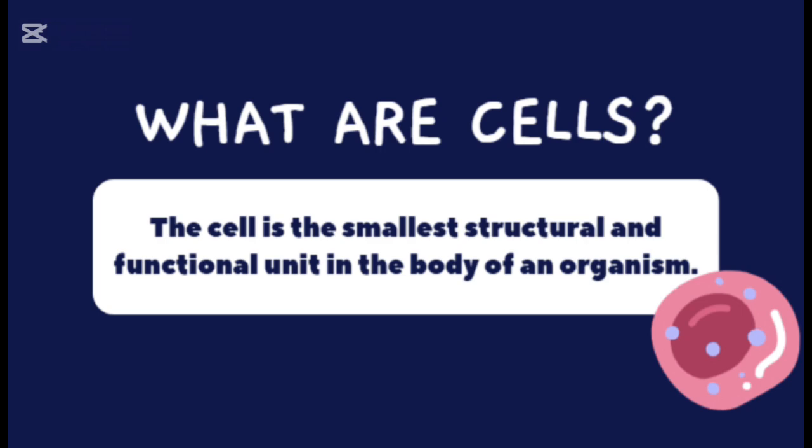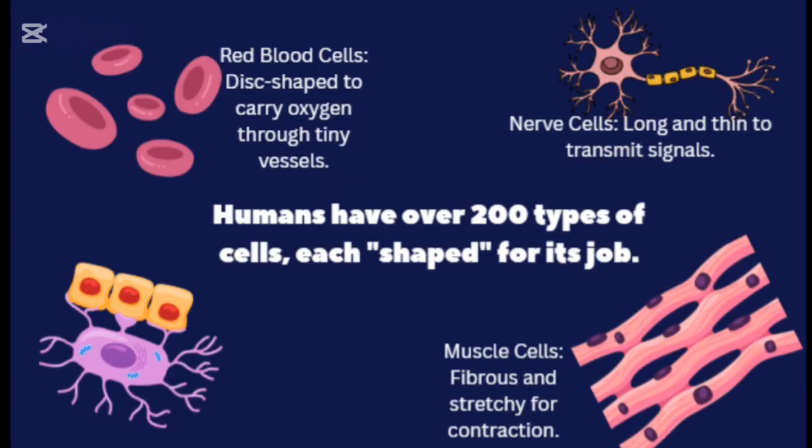What is a cell? The cell is the absolute smallest unit of life. Think of it like a single Lego brick. One brick might not be a house, but you can't have a house without it. In biology, we call it the structural and functional unit. So the cell is the smallest structural and functional unit in the body of an organism. We mean by structural that it builds the body, and by functional that it does the work like breathing, moving, thinking, even making energy.